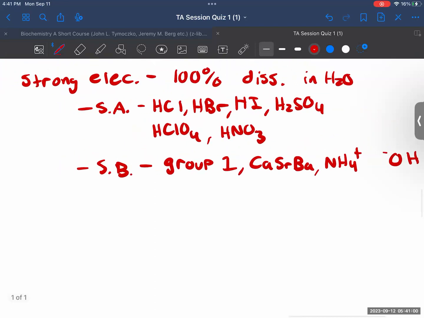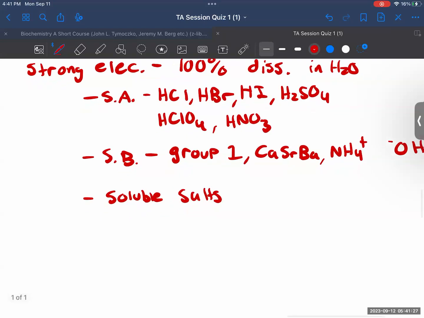These are all memorization things. This is how you're going to know if something's strong or weak. And the last one is soluble salts. This just comes down to solubility rules. If it dissolves in water, it's a strong electrolyte. If it's an exception, something that's insoluble, it's what we're going to call later a non-electrolyte because it doesn't dissociate into ions.